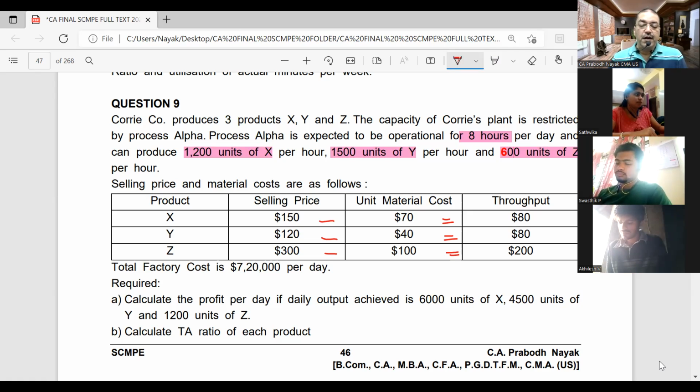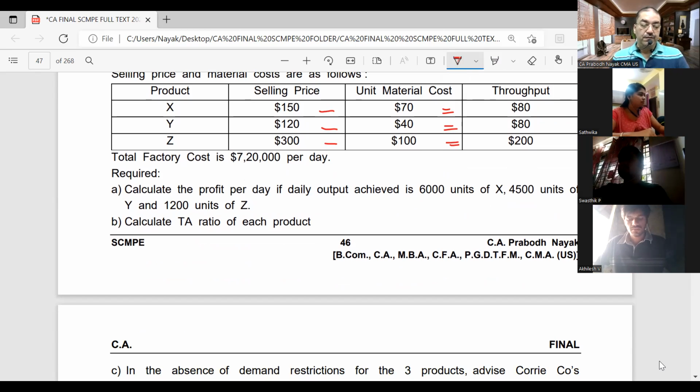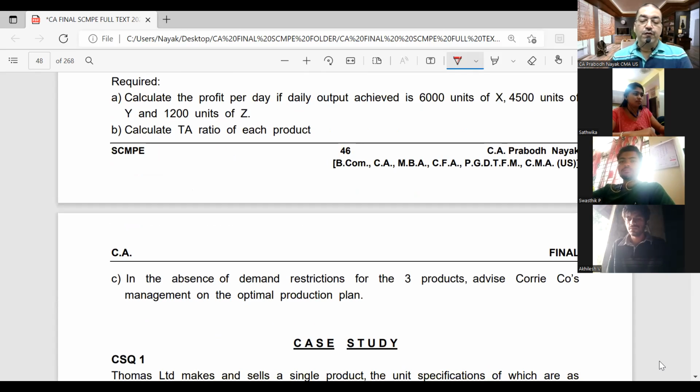Total factory cost is $720,000 per day. Required: first, calculate the profit per day if daily output achieved is 6,000 units of X, 4,500 units of Y, and 1,200 units of Z. So that is your actual output. In that case, what is your profit per day? Second, calculate the TA ratio, that is the throughput accounting ratio, of each product X, Y, and Z. Third, in the absence of demand restrictions for the 3 products, advise the company's management on the optimal production plan.